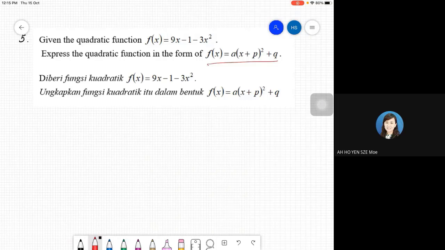Yes, what's the answer? The first person to respond with the correct answer is Safwan. Okay, congrats. It means that you already master, already understand how to do the completing square in the fast way.